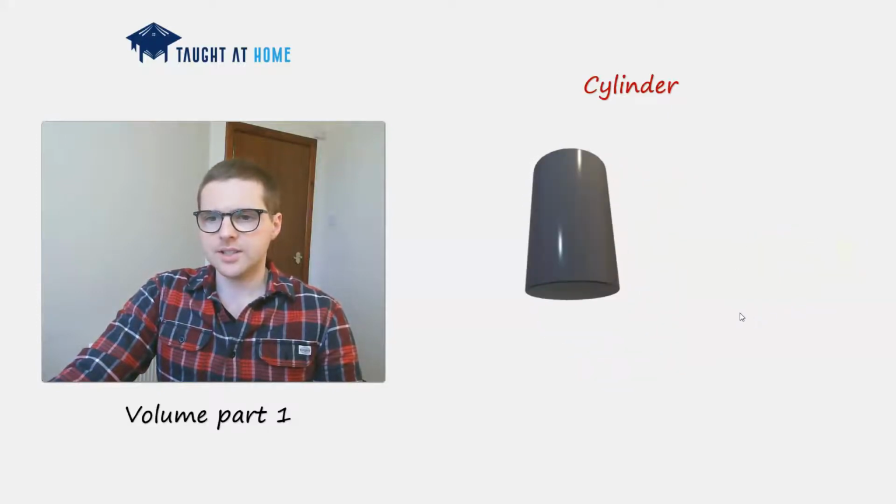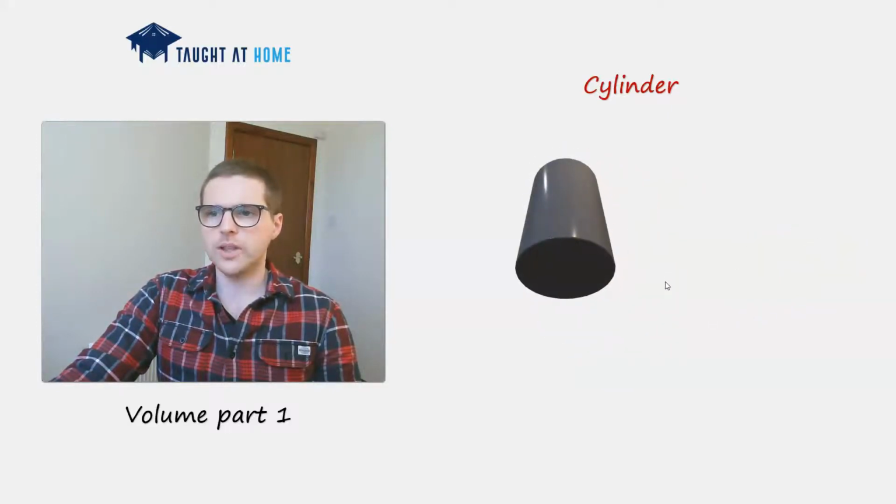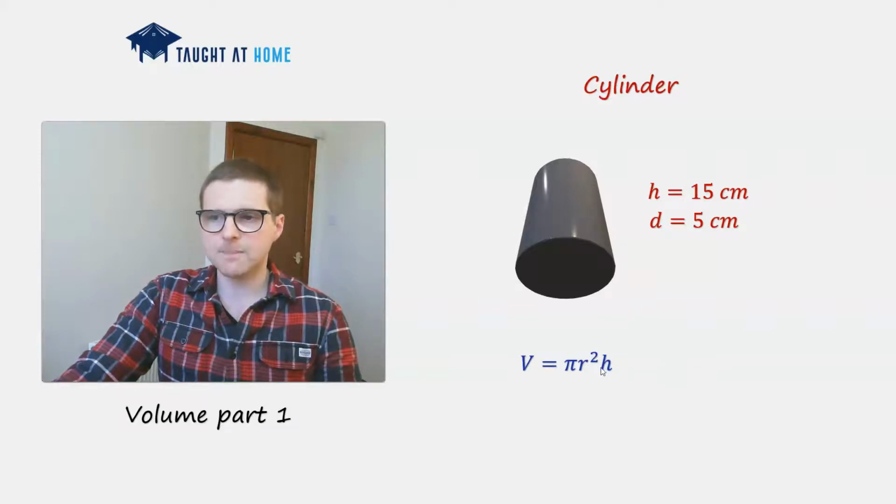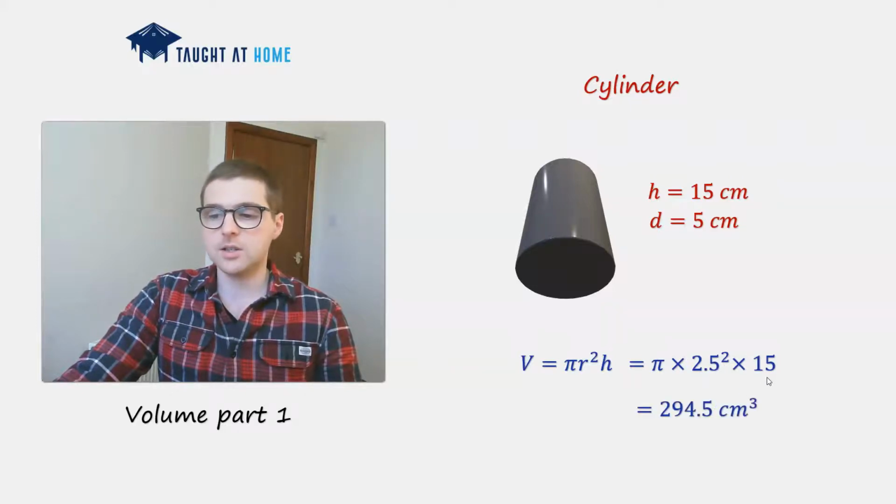And if we want to see this, let's have an example. We have a height of 15 centimeters, and a diameter of 5 centimeters. What is the volume? So the volume is pi r squared times the height. The radius is half the diameter, so this will be pi times 2.5 squared times the height, 15, which is 294.5 centimeters cubed to one decimal place.